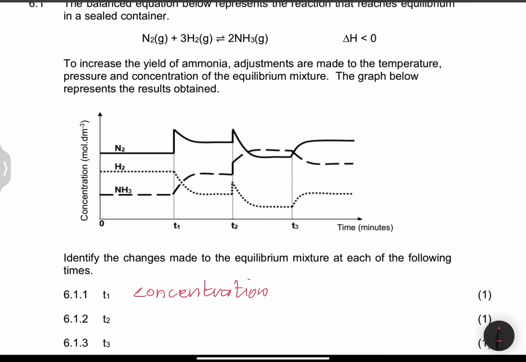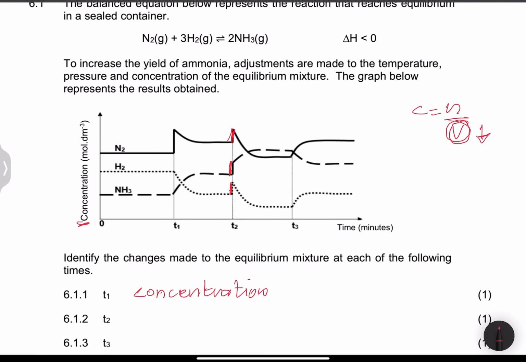Then at T2, please note that all of them suddenly have a sharp spike. Remember, this is a graph of concentration. So what is concentration? It's number of moles over volume. For the concentration of all of the amounts to change, we must have tampered with the volume. There must have been a decrease in volume, which means an increase in pressure. That is the reason for the change in concentration for all of them.